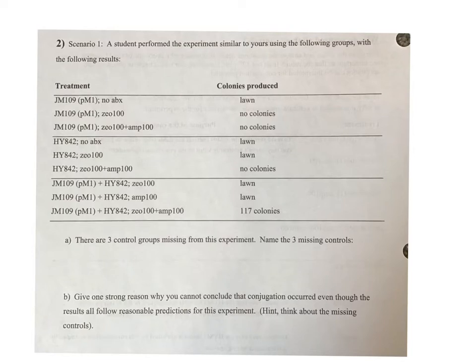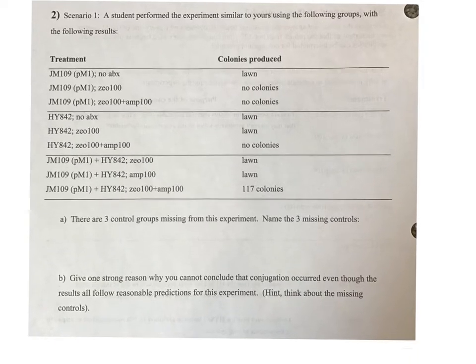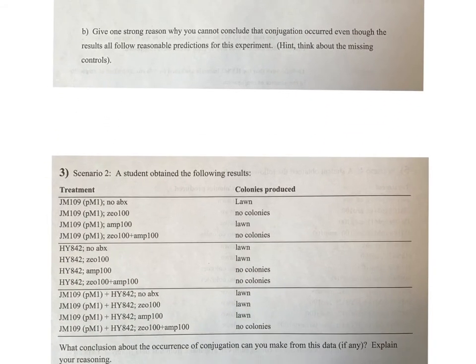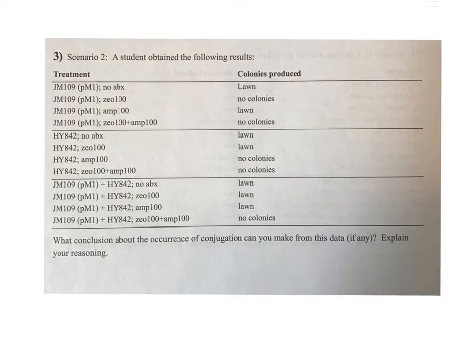In order to answer the questions on page 86, you should compare page 86 to page 83. And in the previous video, I thoroughly explained how to answer those questions on page 83. So please go back and look at that. Based upon your comparisons, you should be able to easily identify the 3 control groups that are missing. All right, so now let's move on to page 87 together.